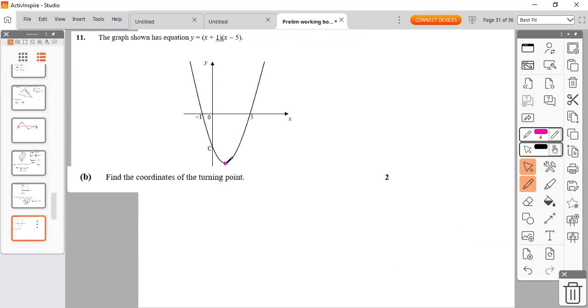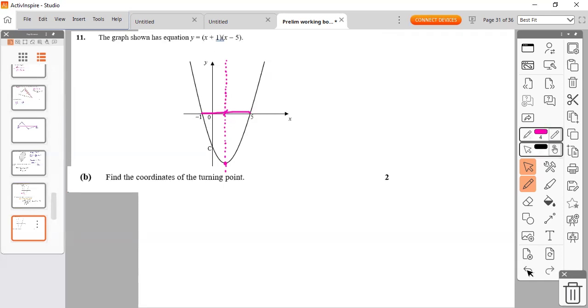Where that turning point exists is right in the middle of the two roots. So if we work out the center of those two roots, half the distance essentially from -1 to 5, if we work out what that value of x is, then we can just substitute it into that equation. We'll get the value of y, and that's us.